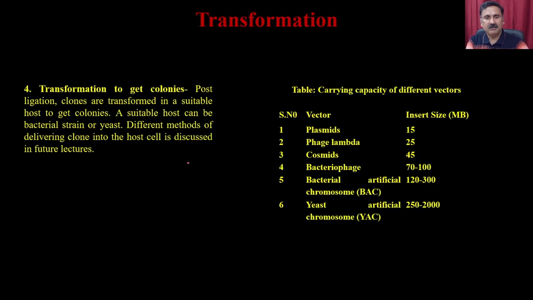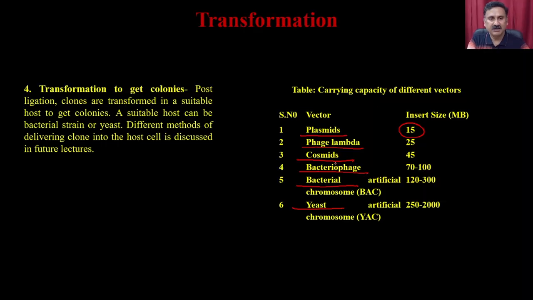These are the carrying capacities of some of the vectors, or the fragment carrying capacity of some of the vectors. For example, plasmids, phage lambda, cosmids, bacteriophage, BACs and yeast artificial chromosomes each carry different sizes. Depending on the size of the fragment you are going to get from a particular genome, you can use different vectors.